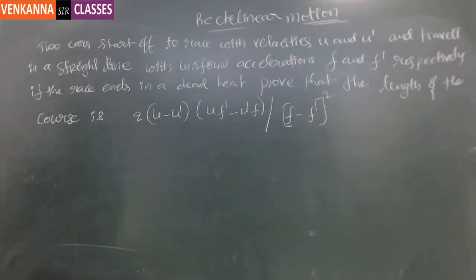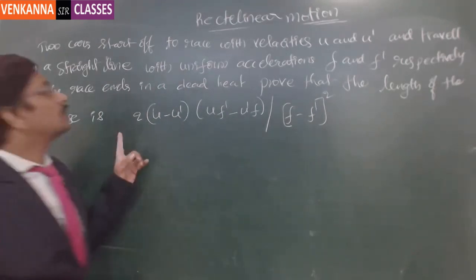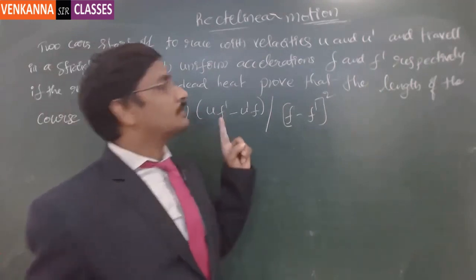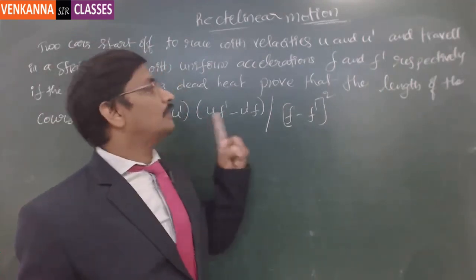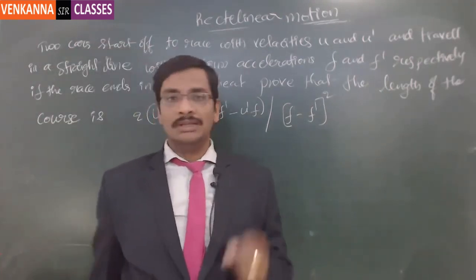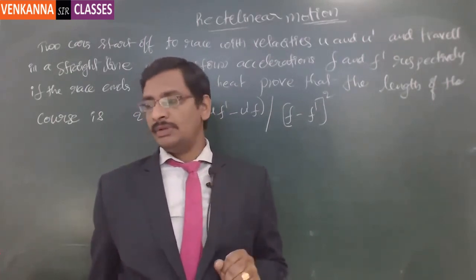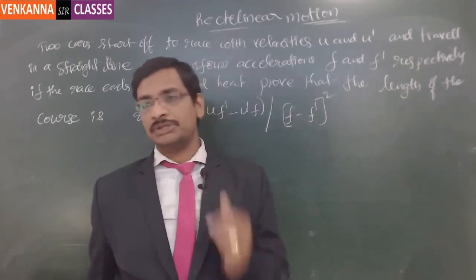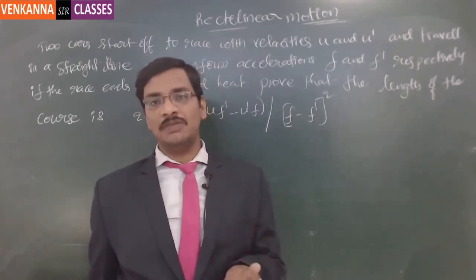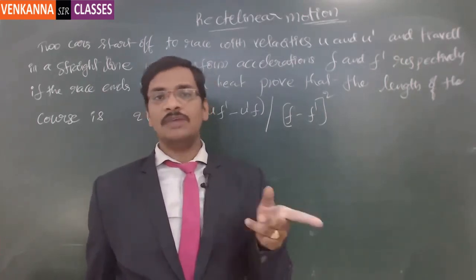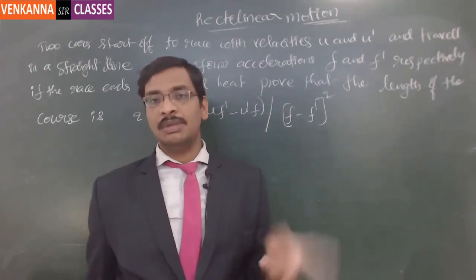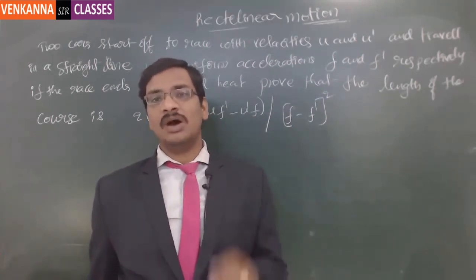Here, see this, two cars start off a race with velocities u and u dash. The initial velocities of both the cars are different, but they started from the same position. So both started with different velocities and both have different accelerations. But the race ended in a tie.